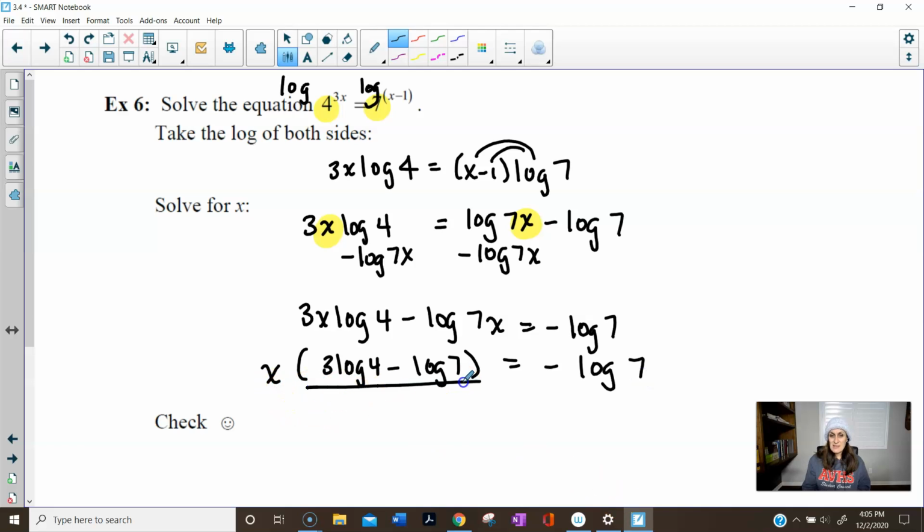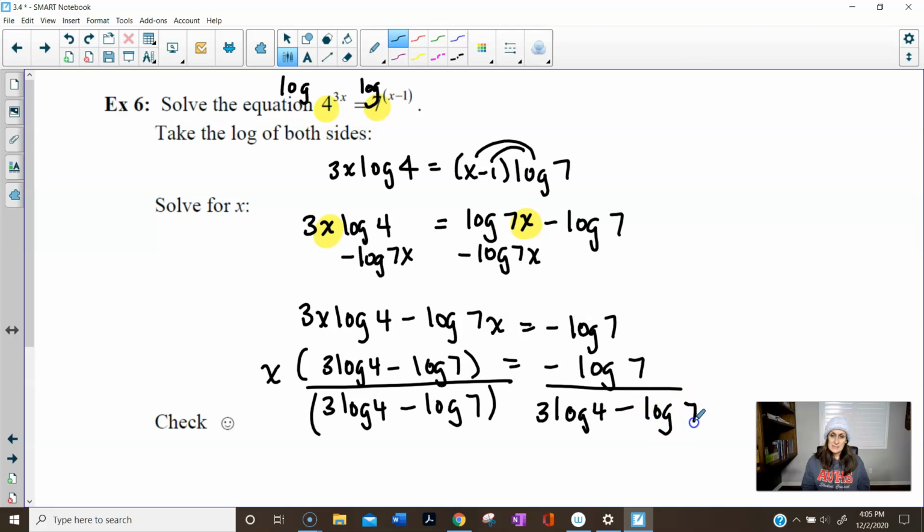Now to get x by itself, all I do is divide by this long, messy part, which is no problem. In the end, you could use a calculator. So x equals negative log 7 over 3 log 4 subtract log 7. I would recommend just leaving it like this. If you use your calculator, use the green alpha F2 button with the fraction bar. If you don't use a fraction bar, you'd have to use parentheses around the denominator, or it's going to give you an incorrect answer.